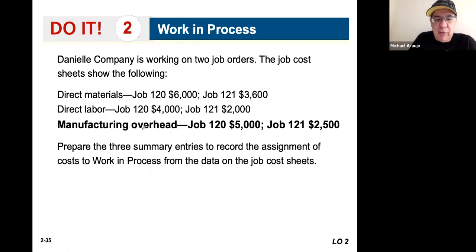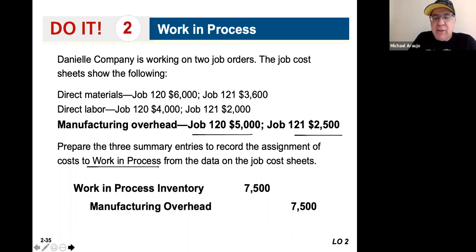In terms of manufacturing overhead, we have $5,000 of overhead for job 120, $2,500 of overhead for job 121. We have to, again, assign those costs to work in process. So here you have work in process inventory with the debit for $7,500, showing we have more work in process inventory. And then the manufacturing overhead account will show that it has decreased and moved to work in process. And that is learning objective 2.